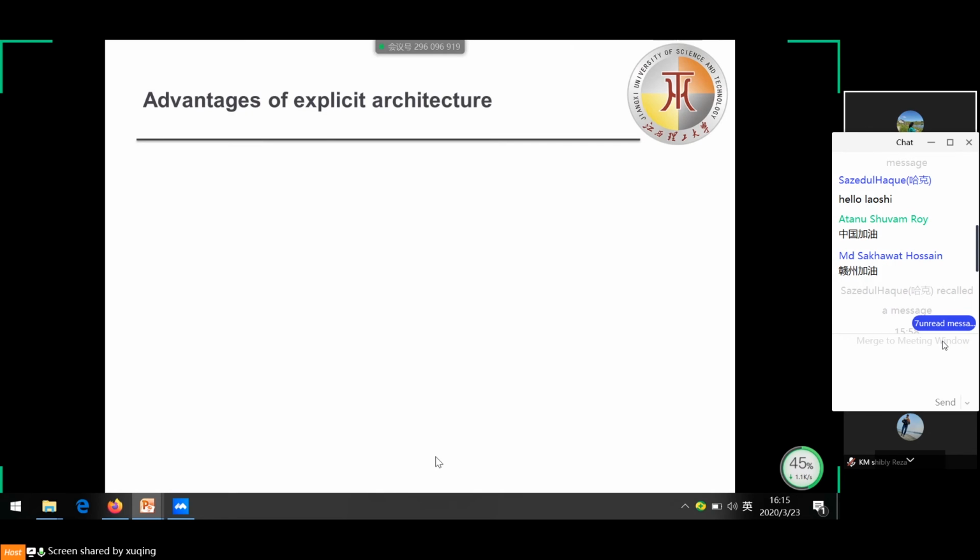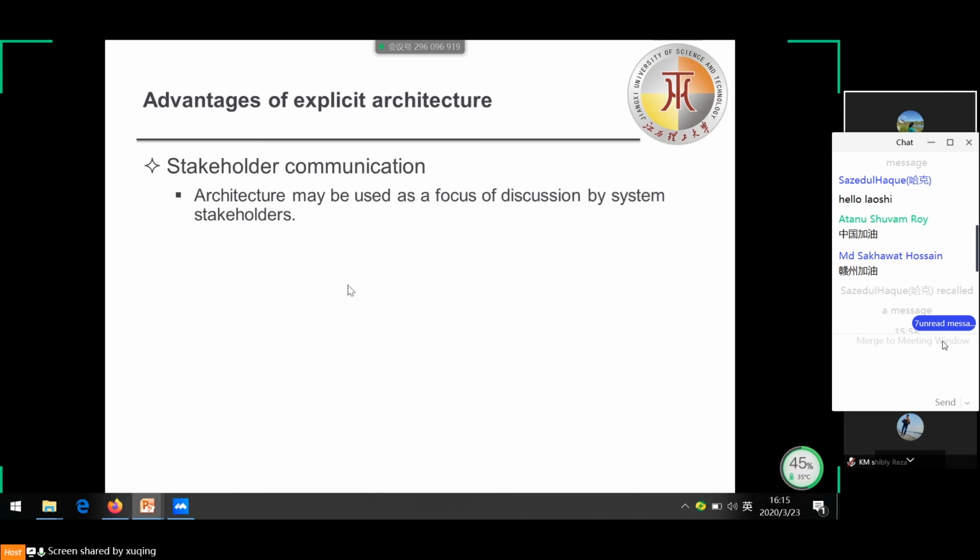Generally, we think there are three advantages of explicitly designing and documenting software architecture. The first advantage is that for the stakeholder communication, the architecture is a high-level presentation of the system that may be used as a focus for discussion by a range of different stakeholders. That's why we say here, we may use architecture as a focus of discussion by system stakeholders.